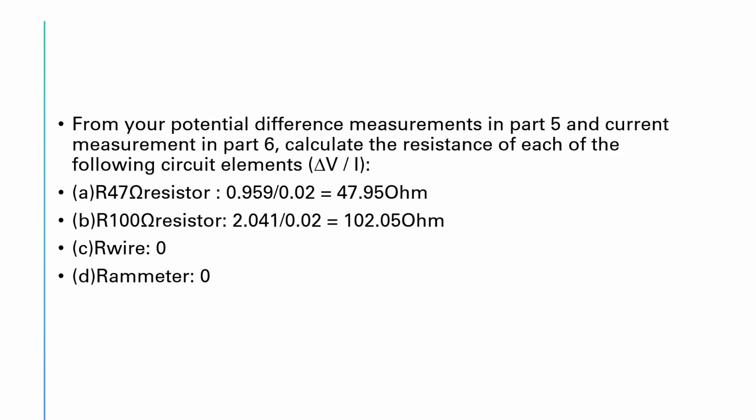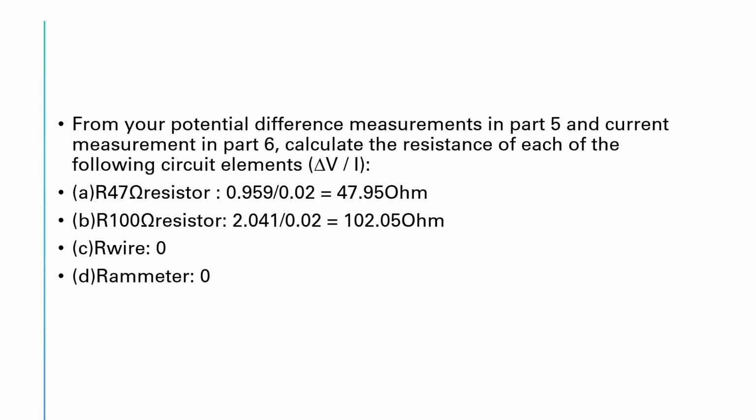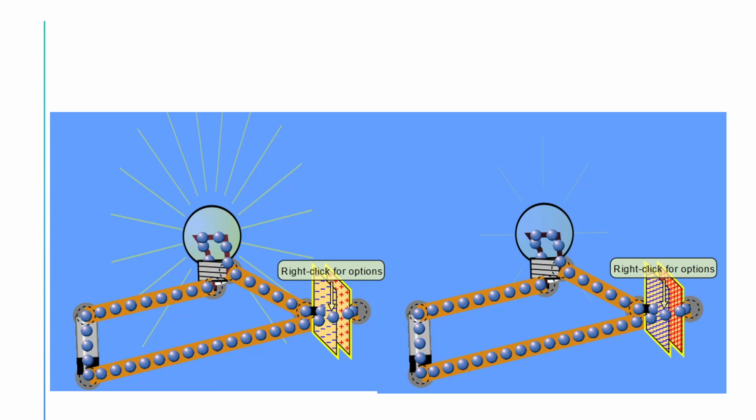So from our potential difference measurements in part 5 and the current measurement in part 6, we wanted to find the resistance of each of the following circuit elements. First, we wanted to find the resistance of the 47 ohm resistor. We did that by dividing 0.959 by 0.02, which is 47.95, and 2.04 divided by 0.02 gets you 102.05. They're very similar to the numbers that we expected, so we know this is correct. We also know that the wire and ammeter do not have a resistance because, after all, this is a simulation, so we were able to get this perfect.